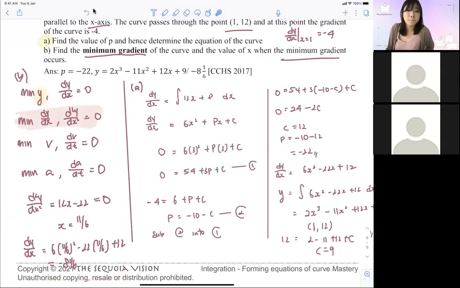Wait, does minimum dy dx mean minimum point? Minimum dy dx is the minimum gradient, right? Gradient is dy dx. So minimum gradient is differentiate of gradient equals to 0. Minimum velocity, differentiate velocity equals to 0. Get the concept? Okay, the concept is important. I want the minimum or maximum. So the minimum of anything is basically when the result of the differentiation is 0? Yes, correct. Very good. Yes, for any variable. So I want minimum acceleration, you differentiate acceleration equals to 0.